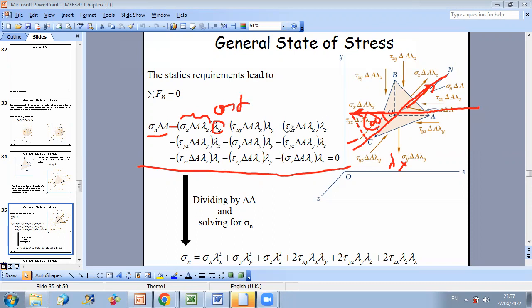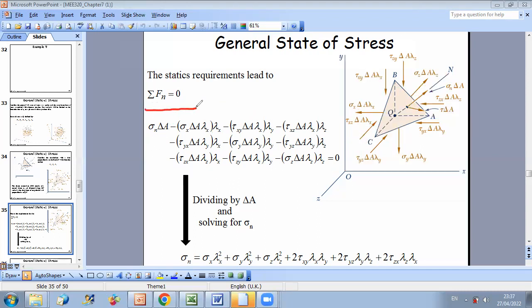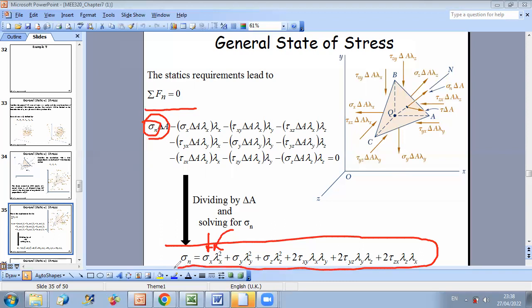You do similar projections for all other forces, and you say that the summation of projections on un is 0. You will see that delta A is common for all terms, so you can divide all terms by delta A, and this will give you an expression of sigma n as a function of the state of stress in x, y, and z, and the direction cosine angles lambda x, lambda y, and lambda z. Well, this expression is quite complex, and this is why we'll take some particular cases for simplification.